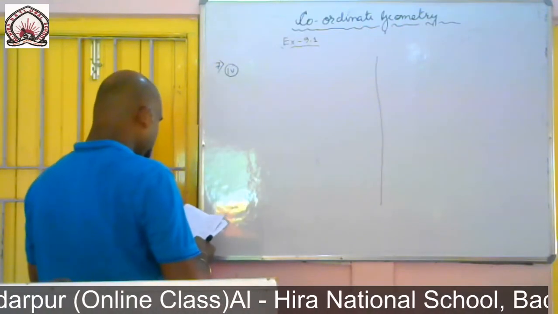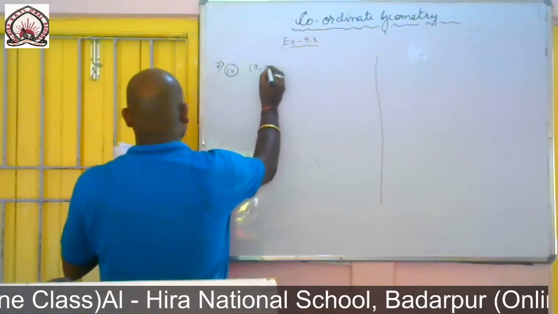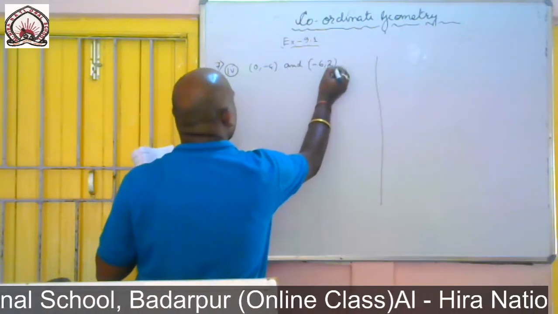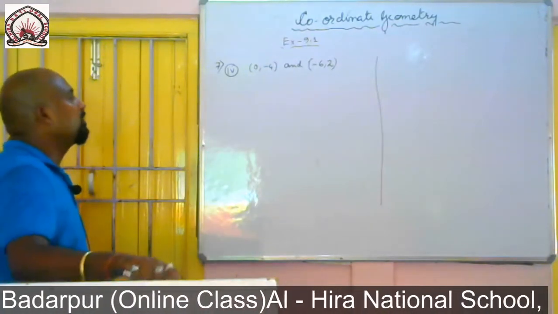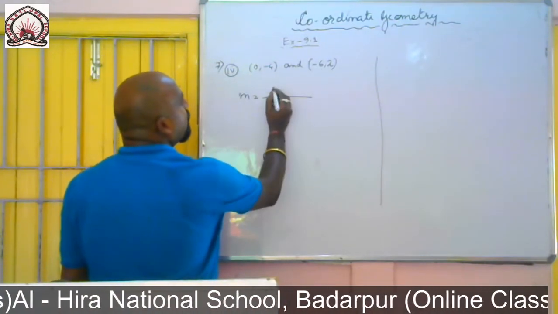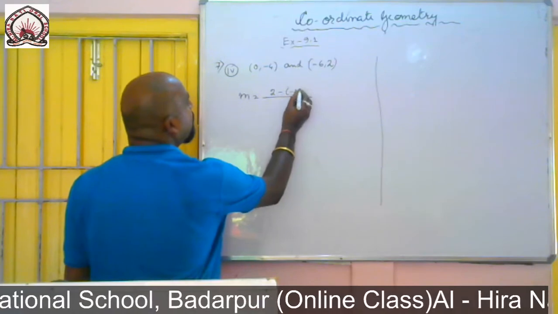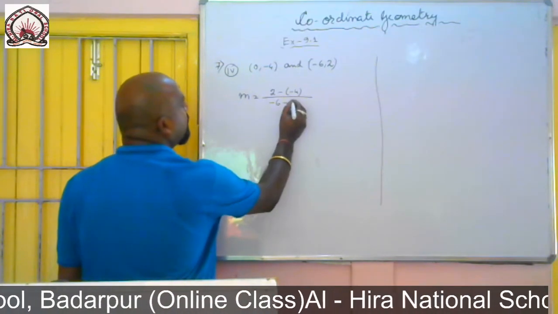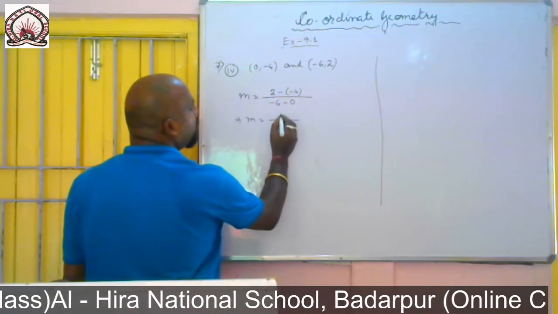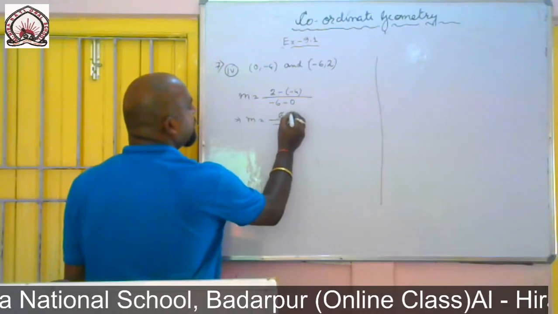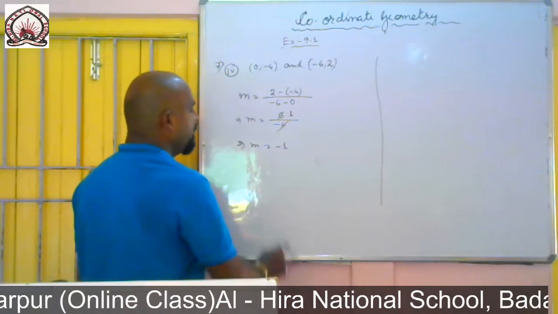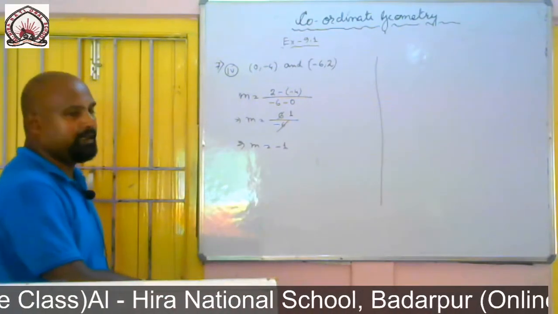Number 4. The coordinate 0 comma minus 4 and another coordinate they have given you, minus 6 comma 2. Now m equal to change in y, 2 minus of minus 4 divided by minus 6 minus of 0. Implies m equal to minus minus plus, 2 plus 4 is equal to 6 by minus 6. 6 is cancelled, we are getting 1. So m equal to minus 1. So gradient of the line equal to minus 1 we are getting.